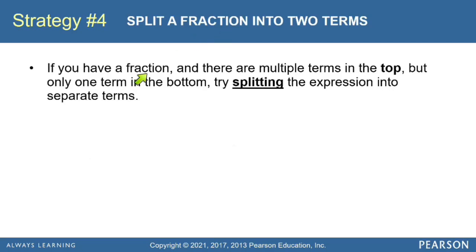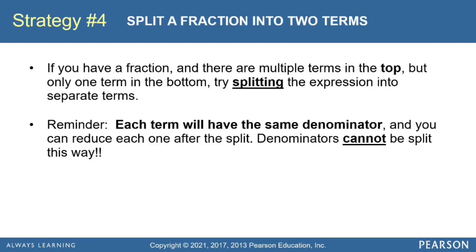And now strategy number 4, which is to split a fraction into 2 terms. So if you have a fraction and there are multiple terms in the top but only one term in the bottom, try splitting the expression into separate terms. Now you already know this from section 5.1, but each term will have the same denominator after the split as it did before the split, and then you can reduce each fraction separately after you split. And also just keep in mind that denominators cannot be split this way.